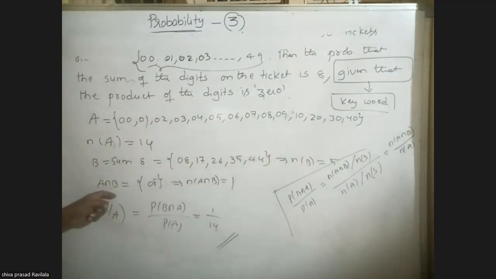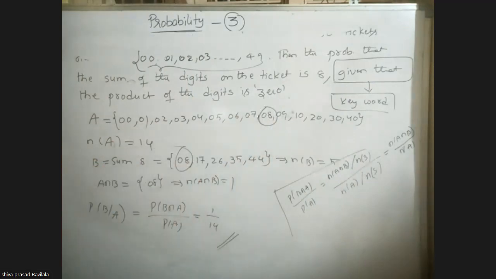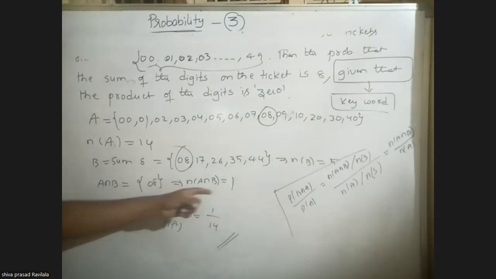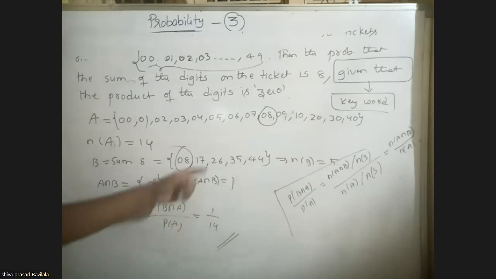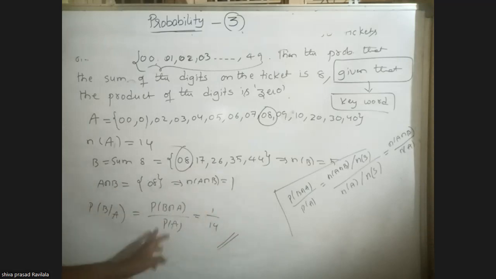A intersection B has only one case: 08, since 0 plus 8 is equal to 8. How many? Only one. And probability of B given A is equal to probability of B intersection A by probability of A, which is equal to 1 by 14. N of A intersection B by N of S over N of A by N of S, the N of S cancel.